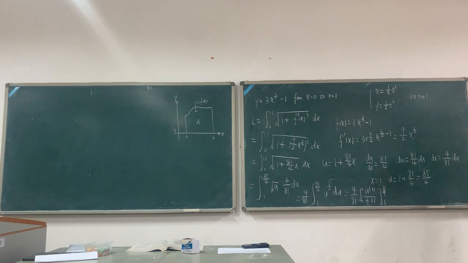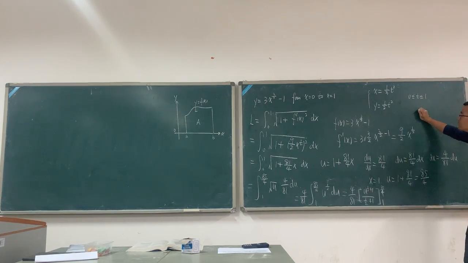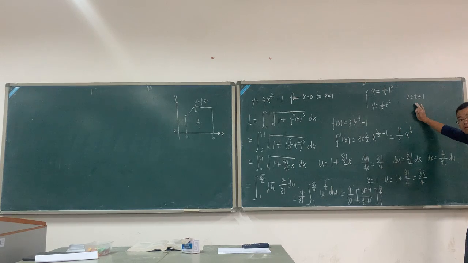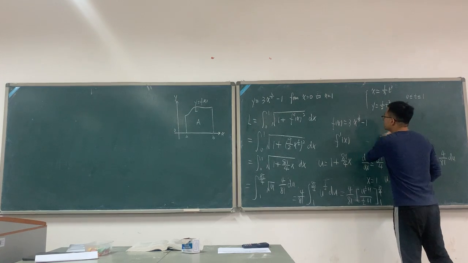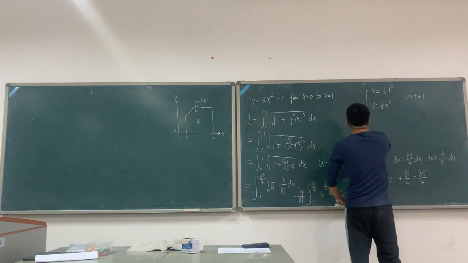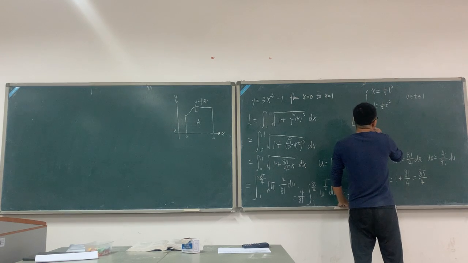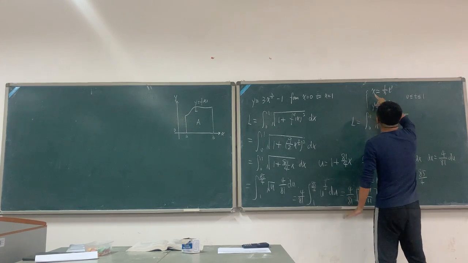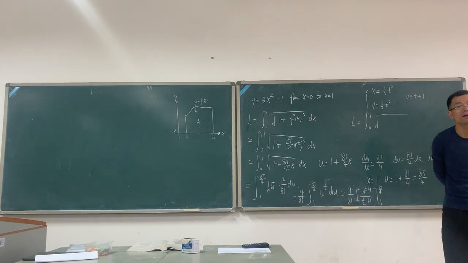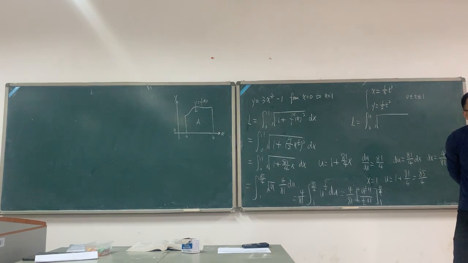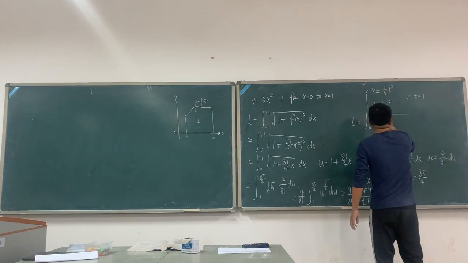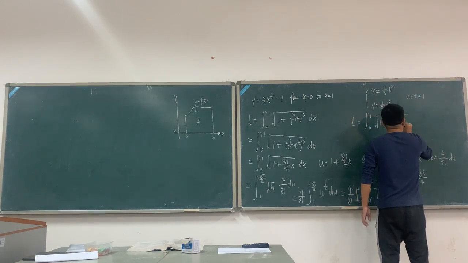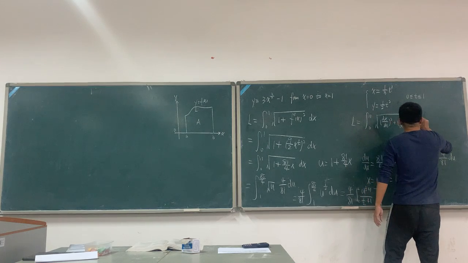Easy. So for the second one, which formula do we use? For the parametric curve, L equals the definite integral from 0 to 1 of the square root of (dx/dt) squared plus (dy/dt) squared, dt. So here it should be (dx/dt) squared plus (dy/dt) squared, dt.